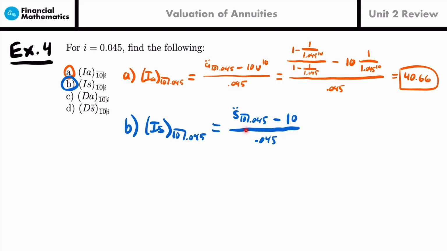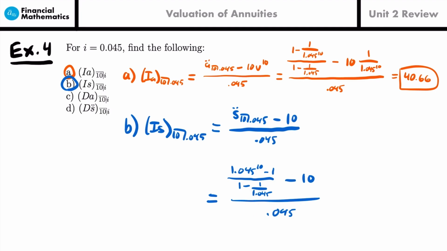Okay, now let's rewrite this notation with its formula. Remember that this is the future value of an annuity due, so this will be equal to 1.045 to the power of 10 minus 1 divided by 1 minus a present value factor. So we have 1 divided by 1.045, and then we can subtract 10 and divide by 0.045. Okay, this right here is what this notation is equal to. All right, once again, a very complicated expression.